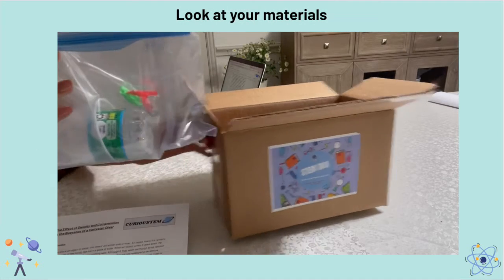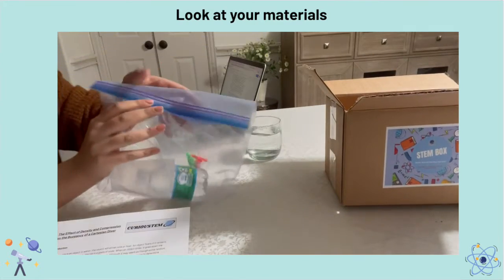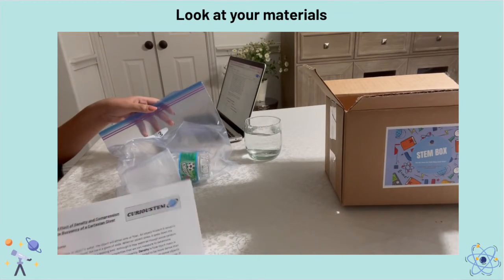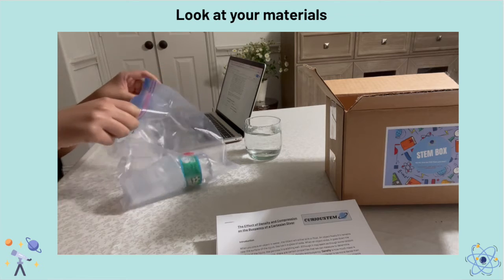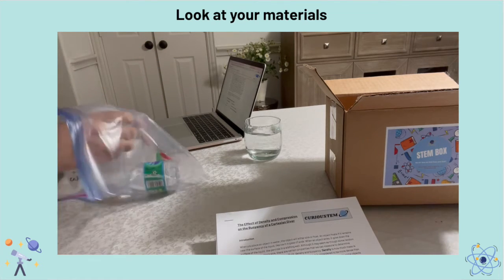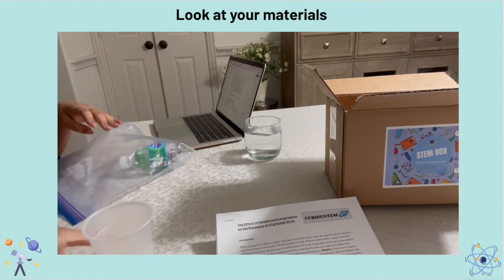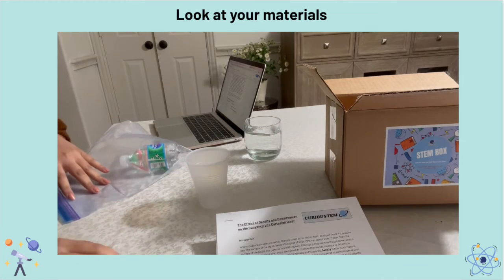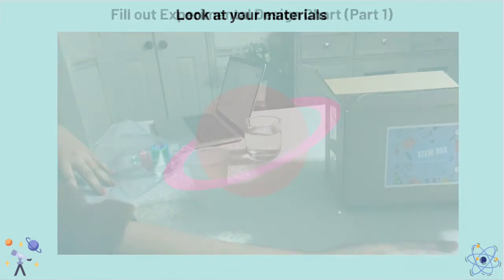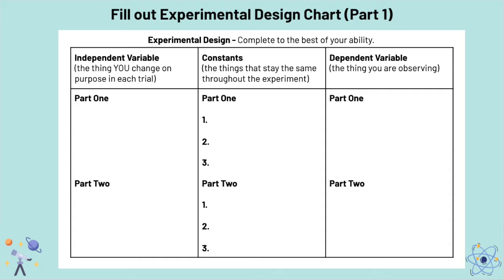Next, take out the plastic bag in your STEM box. This bag contains all of your materials, and you need to make sure you have all the materials that are listed on your worksheet. Make sure not to disturb any of the items because you'll need them for your experiment. The first thing you need to do is to get a pencil or a pen and begin filling out the chart that's on the second page of the worksheet.